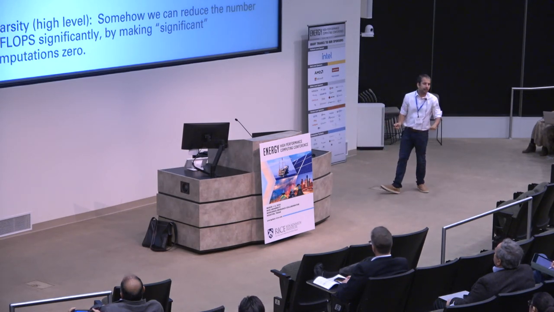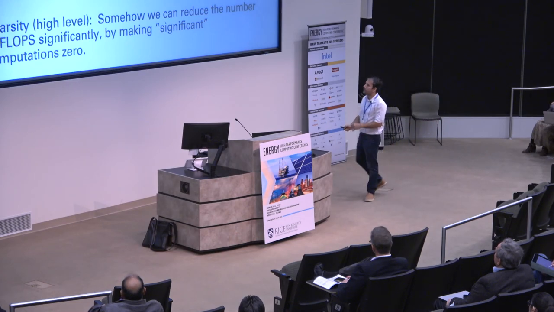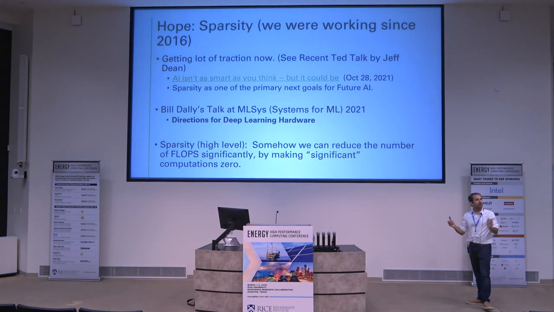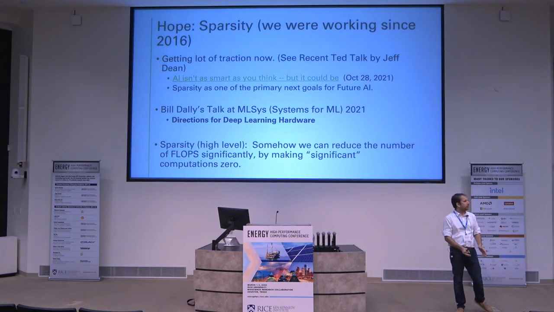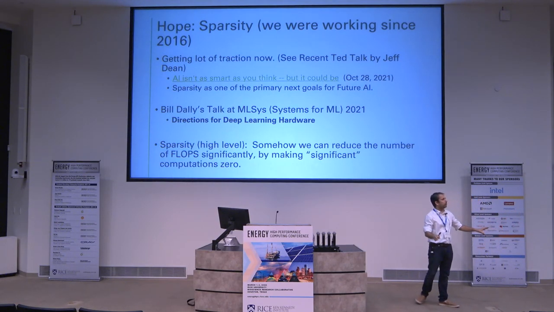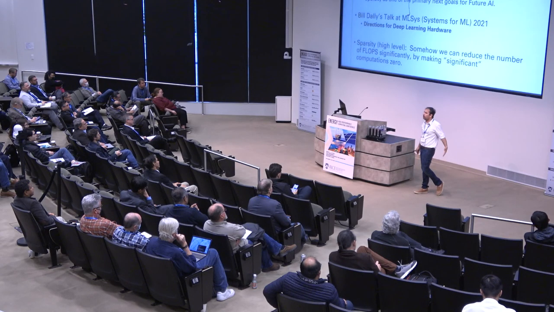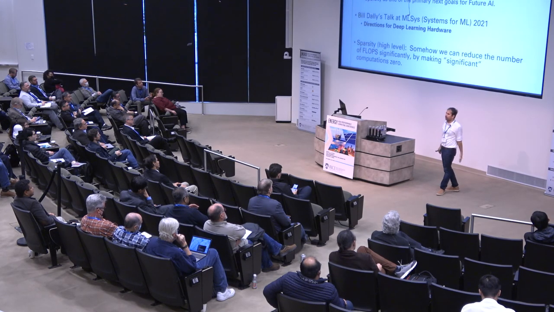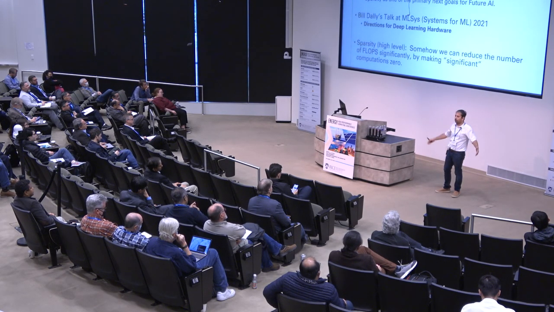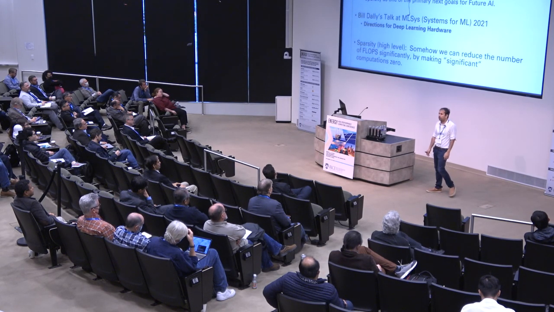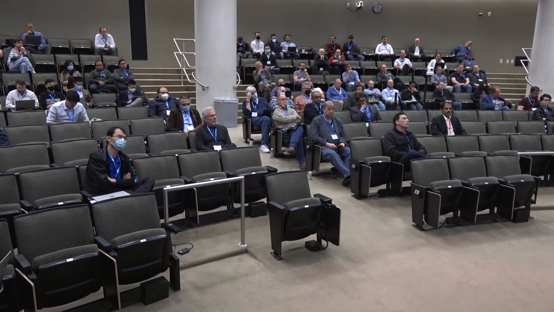So what is sparsity? At a high level, sparsity means somehow we can reduce the number of flops significantly by making a significant amount of the computation zero, which is precisely what we saw. If the update is 0.0001, why even compute the update? I'm doing a lot of work to get what the update is going to look like for this parameter, 0.0001. Oh, I don't need it. It's already quantized. Can I not do the computation?